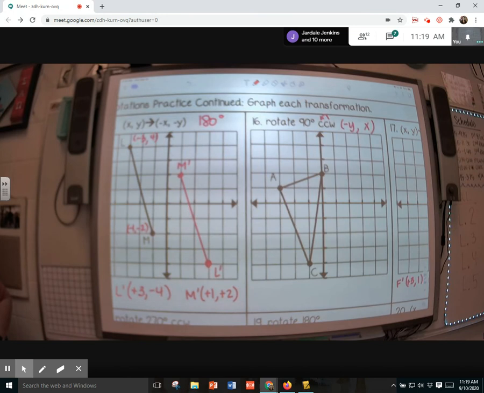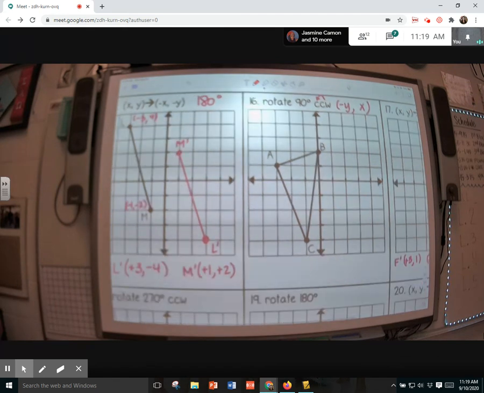So I can take all those points and find my new ones, or you could use the patty paper. It's up to you how you want to do it. But remember, on a test, you're going to have to write out your prime points. So if you just do it with the patty paper, you're still going to have to write the points that you found.